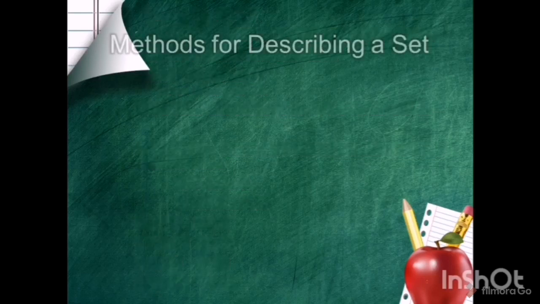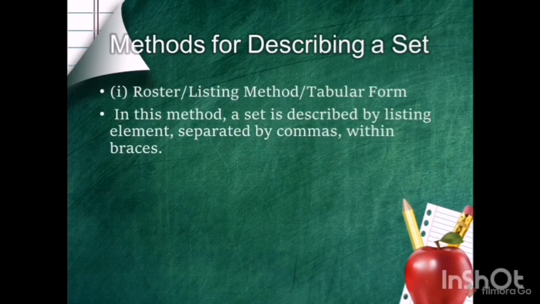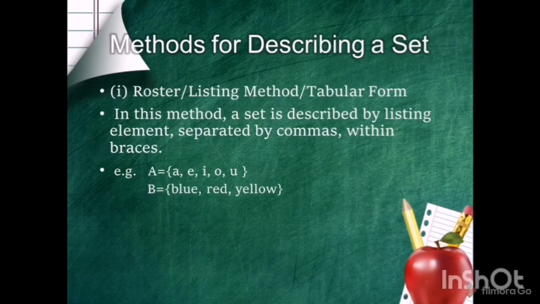So let's proceed on the methods for describing a set. The first one is the roster listing method or tabular form. In this method, a set is described by listing elements separated by commas within braces. So here are the examples. Set A is equal to {a, e, i, o, u}. Set B is equal to {blue, red, yellow}. Set C is equal to {juice, coffee, wine}.